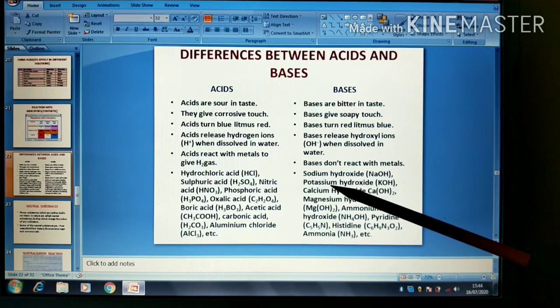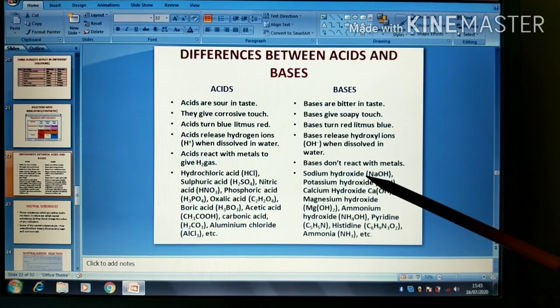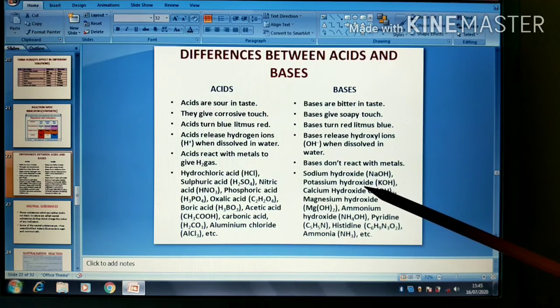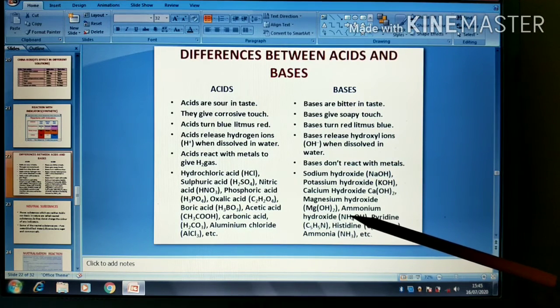What about bases? Sodium hydroxide is an example of a base. It is a very strong base, soluble in water, also called an alkali. Potassium hydroxide is also a very strong base, soluble in water, also called an alkali. Calcium hydroxide, also called slaked lime, is a strong base but not as strong as sodium and potassium hydroxide. Then magnesium hydroxide, Mg(OH)2, also called milk of magnesia, is also a strong base. So these are some of the examples of bases.